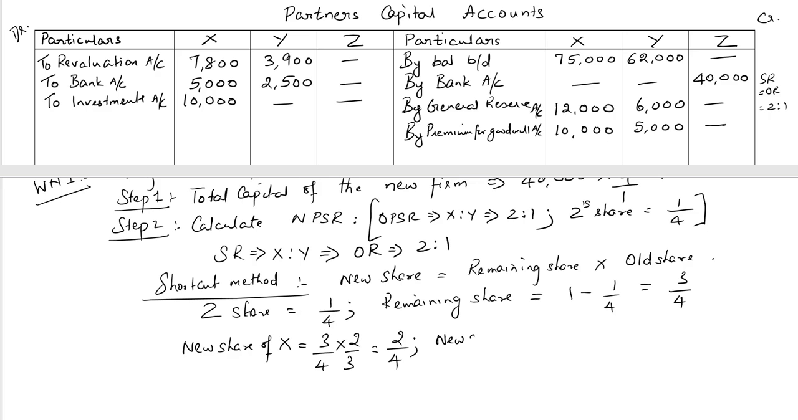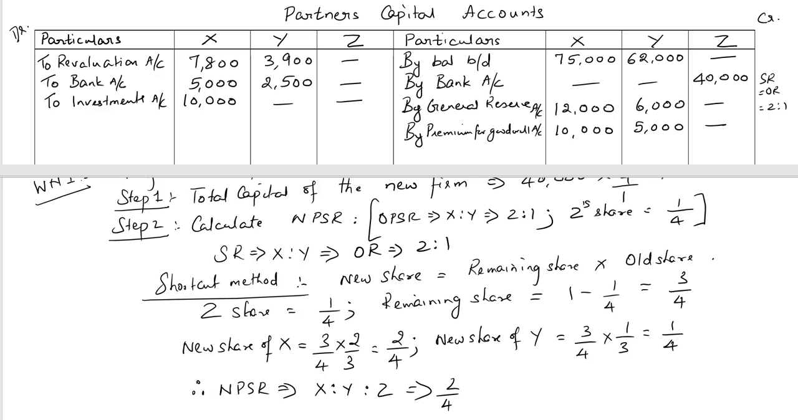The new share of partner Y is equal to the remaining share 3 divided by 4 multiplied by Y's old share, which is 1 divided by 3, is equal to 1 divided by 4. Hence, the new profit sharing ratio between X, Y and Z is equal to 2 divided by 4 is to 1 divided by 4 is to 1 divided by 4, or in other words 2 is to 1 is to 1.